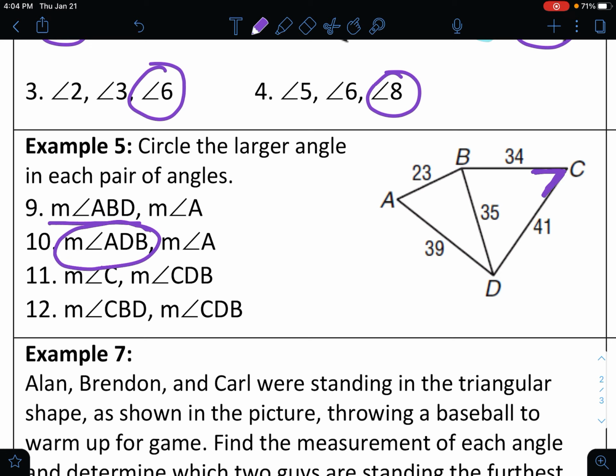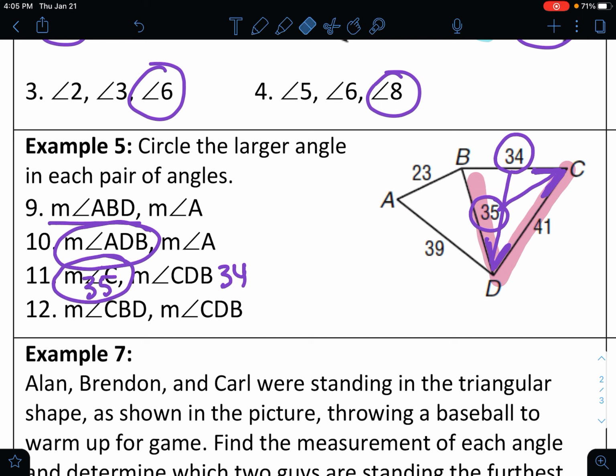Angle C. Okay, that one's easy to see. It's over there. And CDB. Okay, so we're talking about this little corner right here. All right, which one is greater? Well, let's take a look. This one's across from 34, so that would be CDB. So that's 34. And, oh, I'm doing the wrong one. Sorry. 34, and then angle C is across from this 35. All right, which one's greater, 34 or 35? 35 is greater than 34, so that's going to be your larger angle.